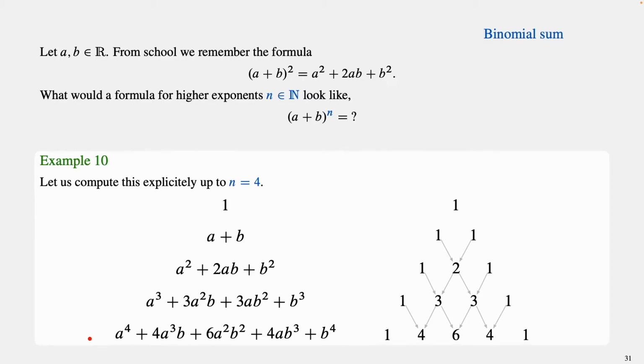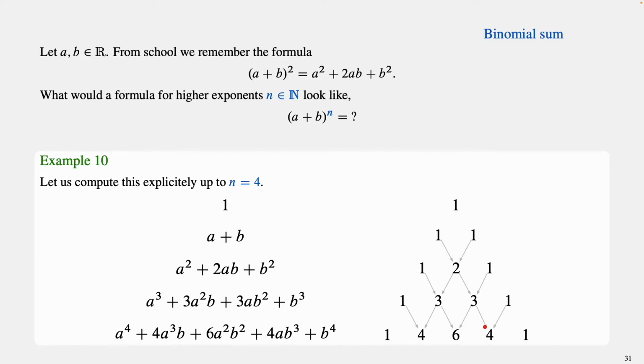And for n equal to 4, we get a to the power of 4 plus 4 times a to the power of 3 times b plus 6 times a squared b squared plus 4 times a b to the power of 3 plus b to the power of 4. And if we write them in this way, that we put the highest exponents for a on the left and then sort the terms by decreasing the exponent of a and increasing the exponent of b, then we see a certain pattern here for the coefficients that appear with these terms.